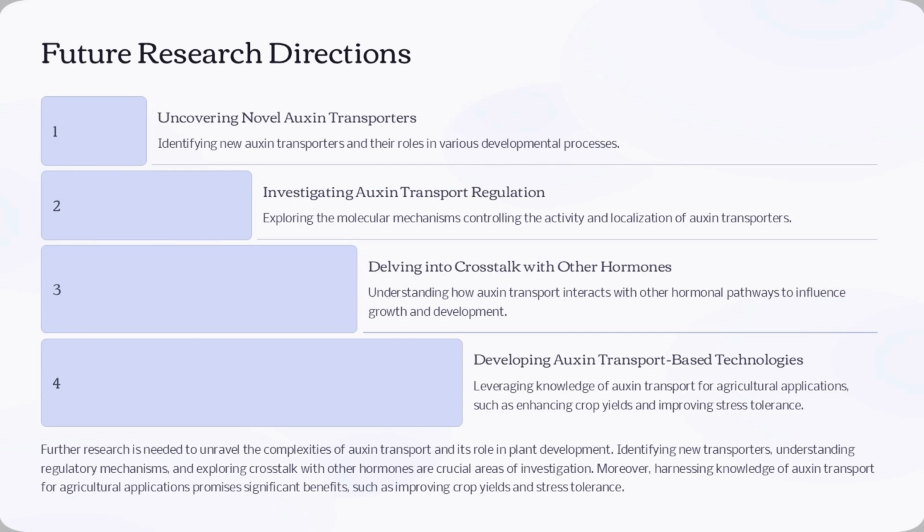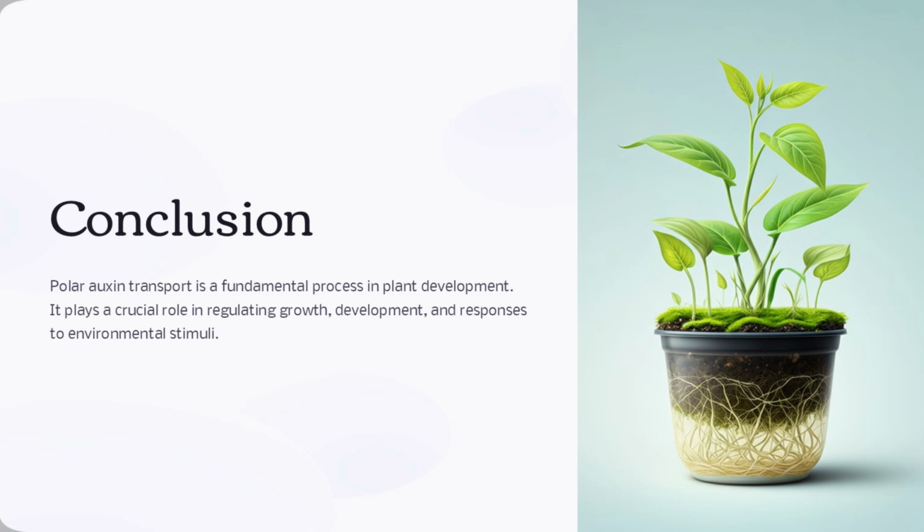Leveraging our knowledge of auxin transport can lead to the development of innovative agricultural technologies, such as enhancing crop yields and improving stress tolerance. Further research in these areas will help unravel the complexities of auxin transport and its impact on plant biology. Polar auxin transport is a foundational process in how plants grow and develop.